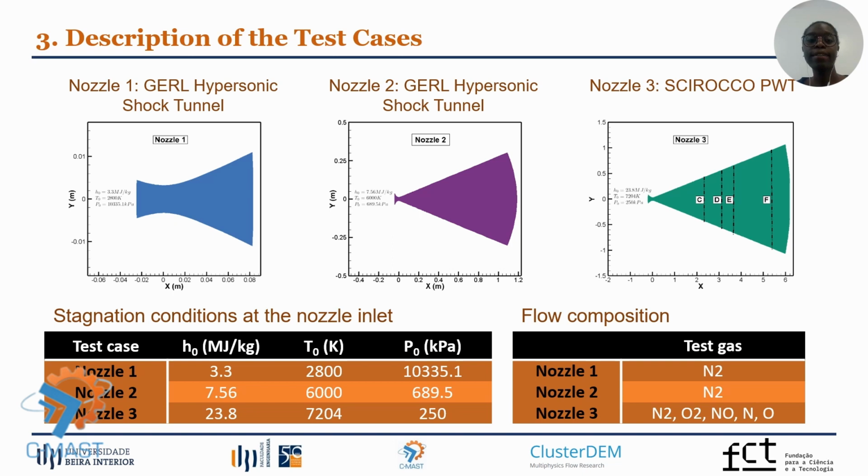Due to the high enthalpy conditions at the inlet of nozzle 3, the flow at the inlet is partially dissociated, and nozzle 3 has four configurations, C, D, E, and F, and each configuration corresponds to a specific design Mach number and also a specific expansion ratio.